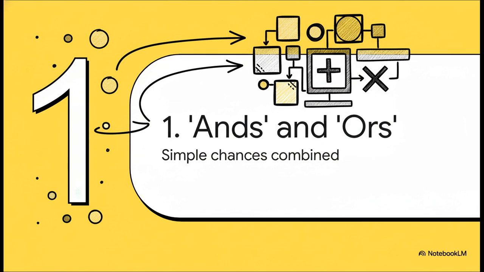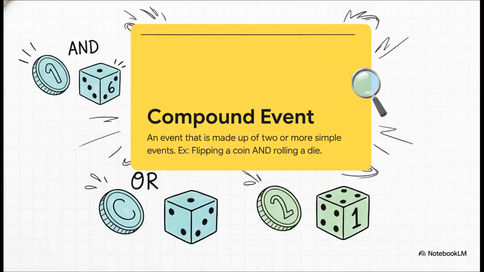All right, first things first. What actually happens when you take a couple of simple, separate chances and smush them together? Well, you get what we call a compound event. It's a fancy-sounding name for a really simple idea. It's just an outcome that depends on two or more things happening. Flipping a coin? That's a simple event. Rolling a die? Another simple event. But wanting to know the chances of getting heads and rolling a six? That combo? That's a compound event.